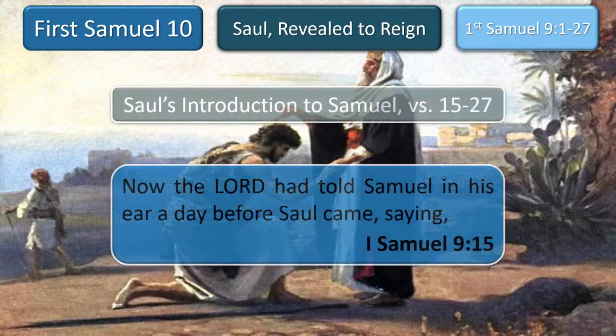Then we see the whisper of God. In verse 15 through 27, this is Saul's introduction to Samuel. It's almost as if you get the picture that God kind of leans down and whispers in his ear, don't you? Now the Lord told Samuel in his ear the day before Saul came. Then don't you kind of get that little picture? God's just giving him a little word.